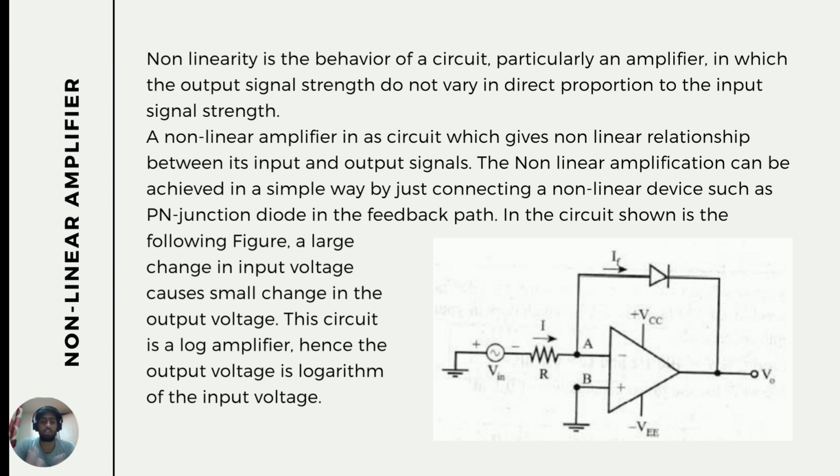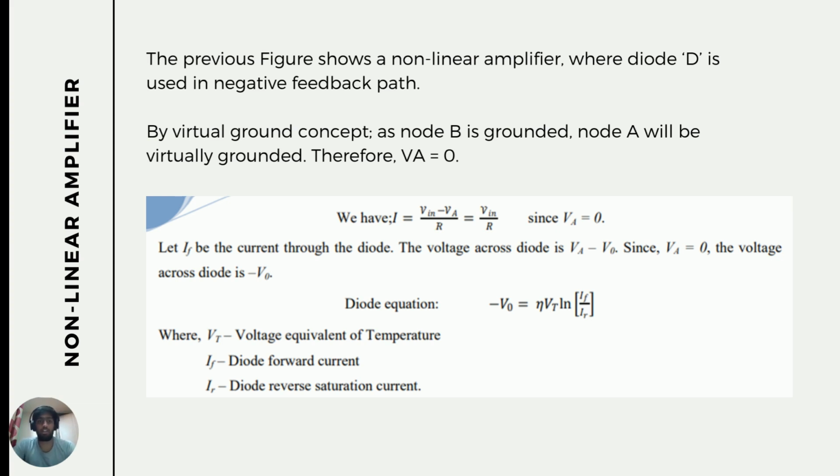So that is why the circuit is also called a log amplifier. Hence, the output voltage is logarithmic of input voltage. Further, we will get to see the proof of this. The output voltage is logarithmic of input voltage. So to the next slide. The previous figure shows us a nonlinear amplifier whose diode is D and uses a negative feedback path.